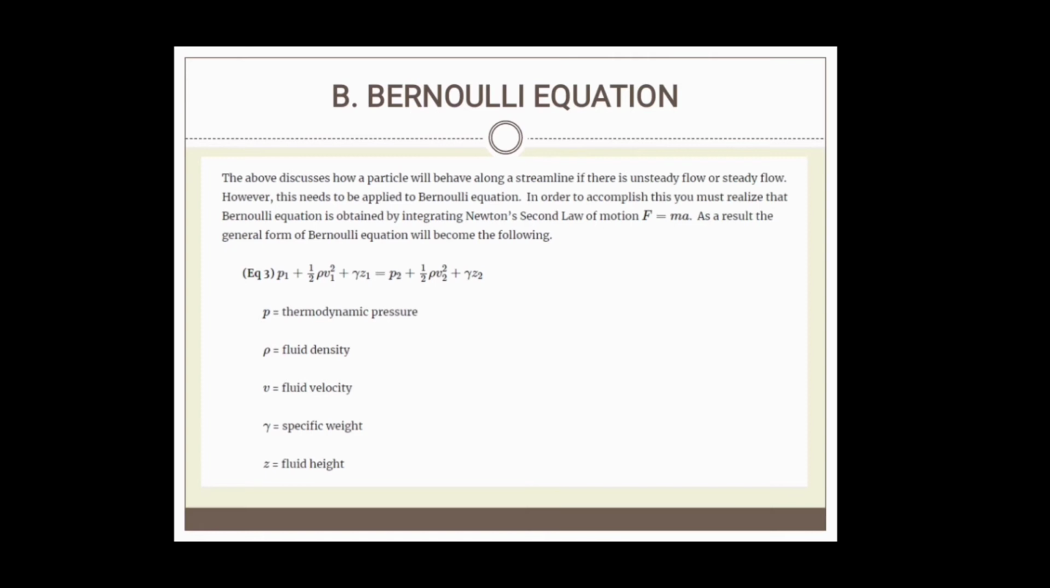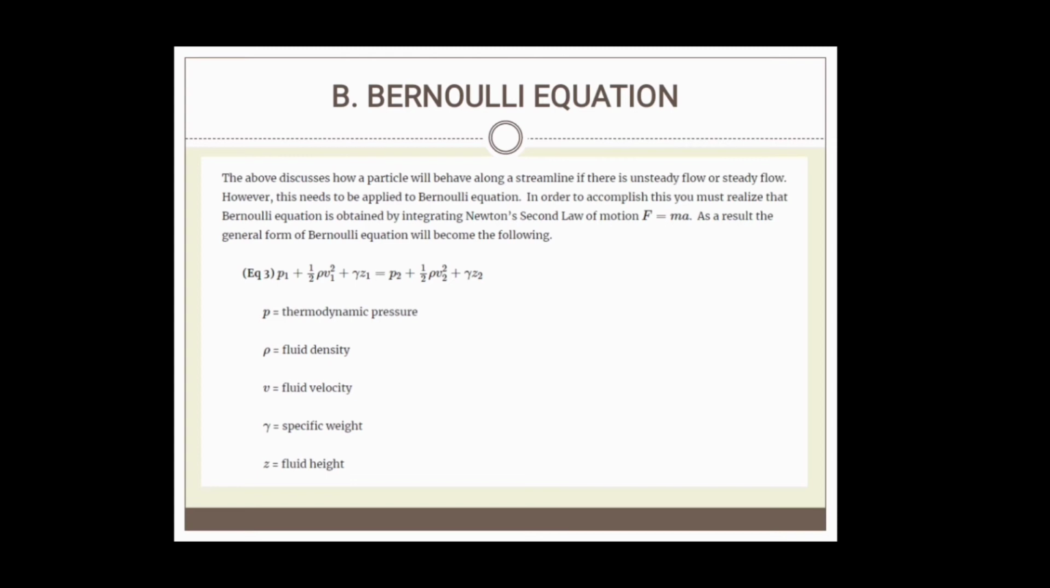Next is the Bernoulli equation. The above discusses how a particle will behave along a streamline if there is unsteady flow or steady flow. However, this needs to be applied to the Bernoulli equation. In order to accomplish this you must realize that the Bernoulli equation is obtained by integrating Newton's second law of motion, F equals ma, or force equals mass times acceleration. As a result, a general form of the Bernoulli equation will become the following.